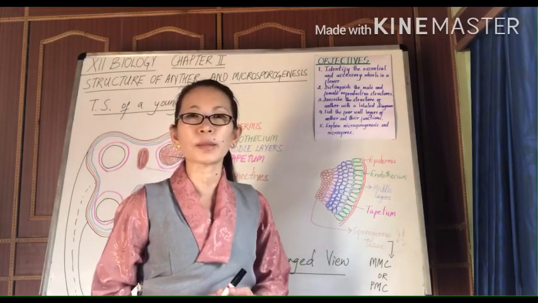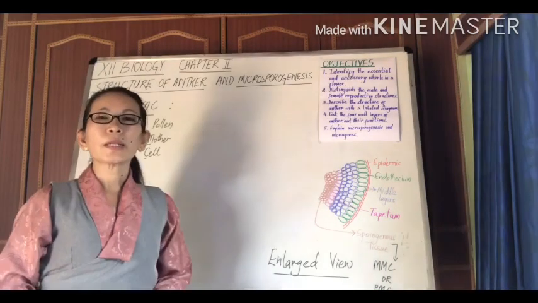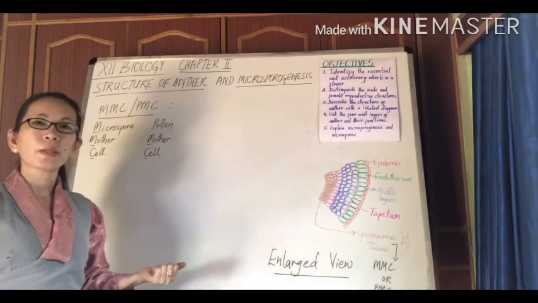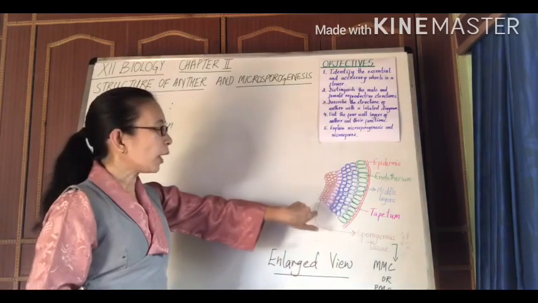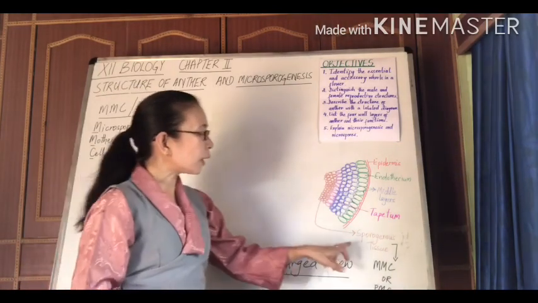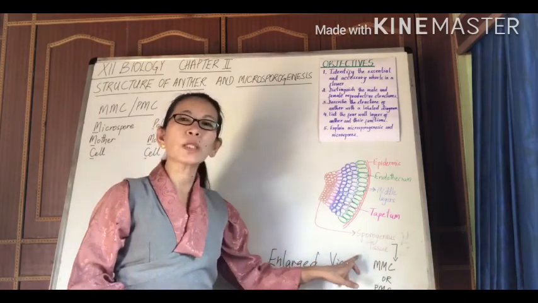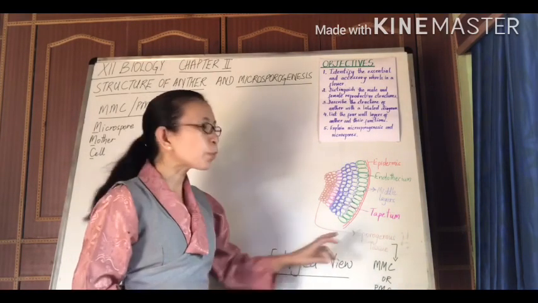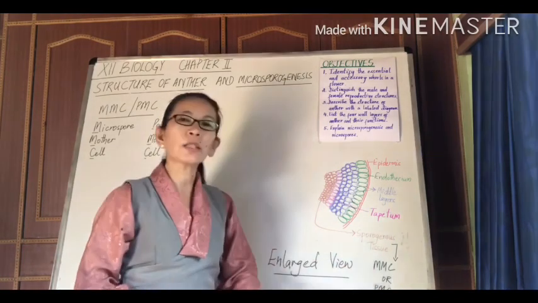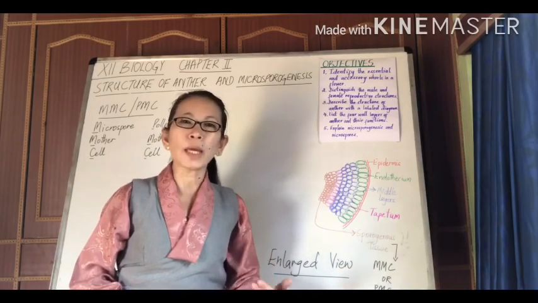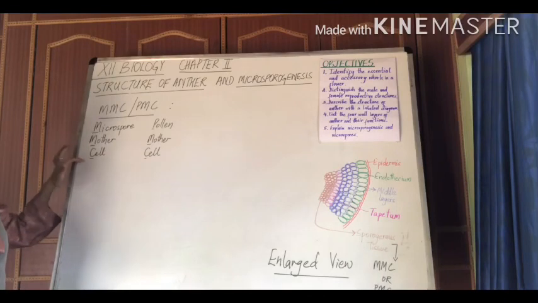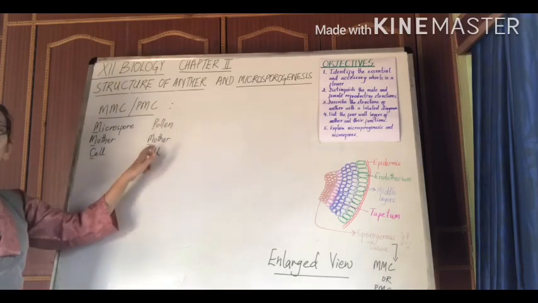Now, let's try to understand what an MMC or PMC is. As we said, the young anther has, inside of the tapetum, cells called sporogenous tissues, right? From the sporogenous tissues, as the anther starts maturing, they transform and make MMC or PMC. MMC stands for microspore mother cell. PMC stands for pollen mother cell.